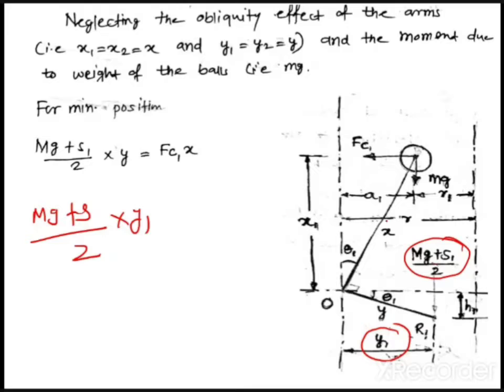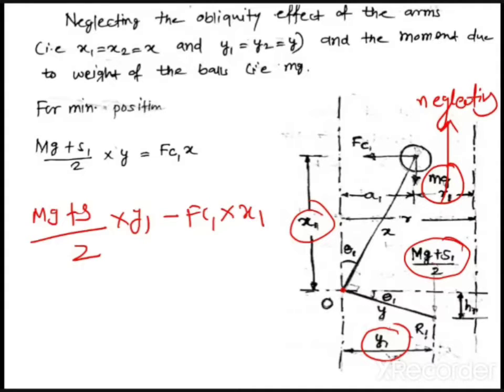Then this is clockwise, minus what is this? fc1 multiplied by, now this fc1 is anti-clockwise. What is the distance between this point 2 and fc1? x1, into x1. And mg we are neglecting, right? In the last case we considered mg; in this case it is equal to 0, we are neglecting mg.